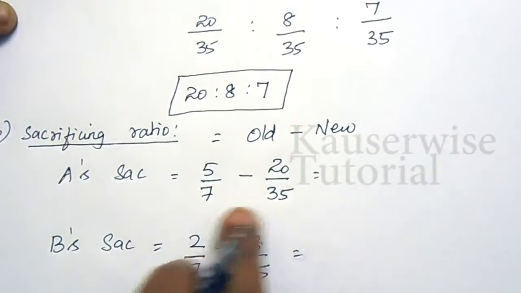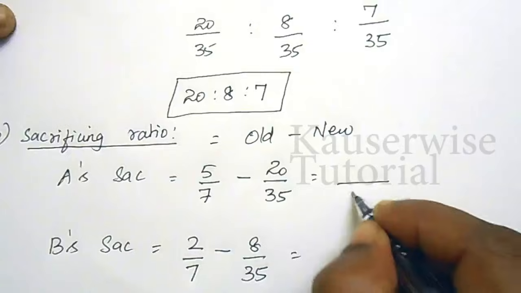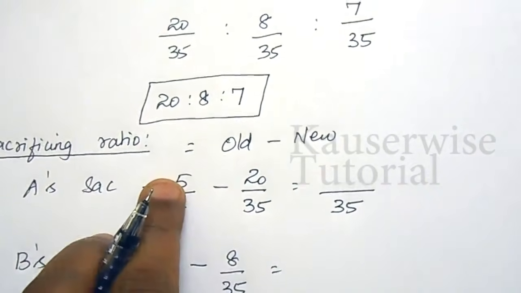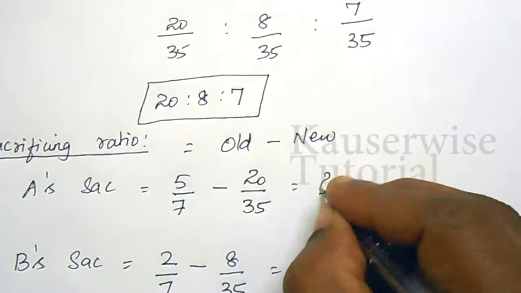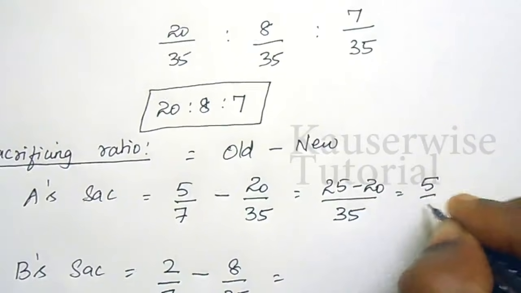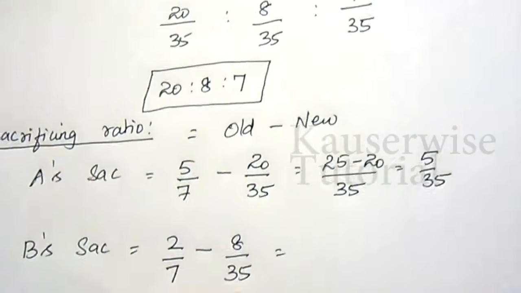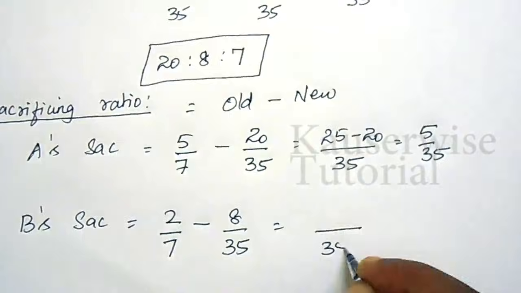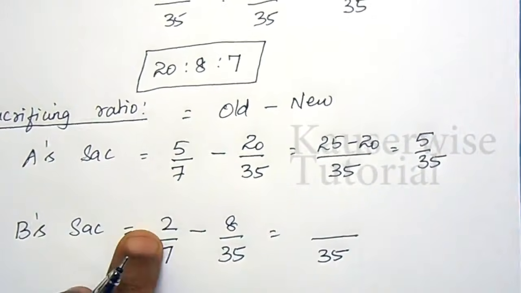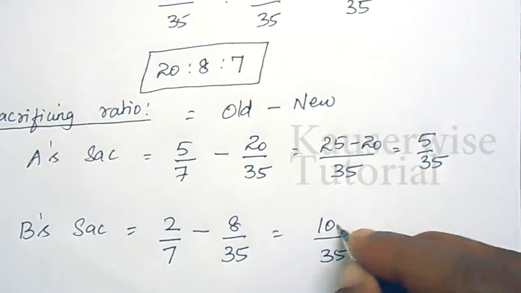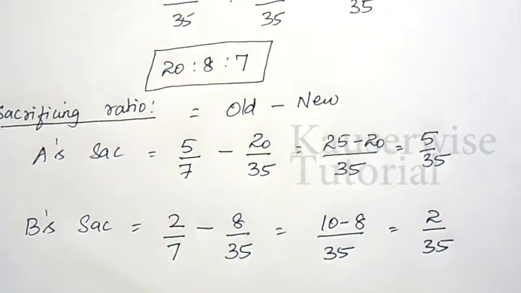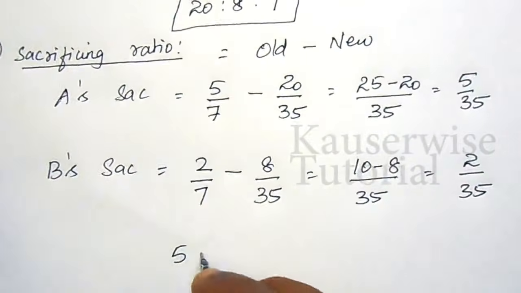Now calculate. Here 35 is there, no? Just take the LCM, 35. 5 into 7, 35. 5 into 5, 25. 25 minus 20 is equal to 5 by 35. Here also take LCM, 35. So in order to convert to 35, multiply with 5. 5 into 2, 10. 10 minus 8 is equal to 2 by 35. So the sacrifice ratio is 5:2.